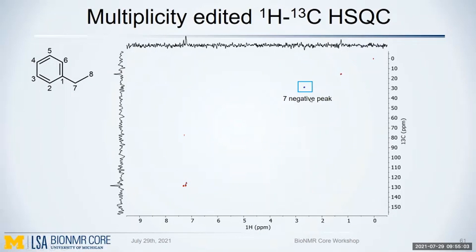And you can actually run a special HSQC called multiplicity edited HSQC. It will provide you similar information as the carbon 13 DEPT experiment I mentioned before. So now if you run one, all the CH2 peaks will be negative, and other CH and CH3 peaks will be positive. As you see here, number 7, which is the CH2 group, now shows a negative peak. So this will also be helpful.